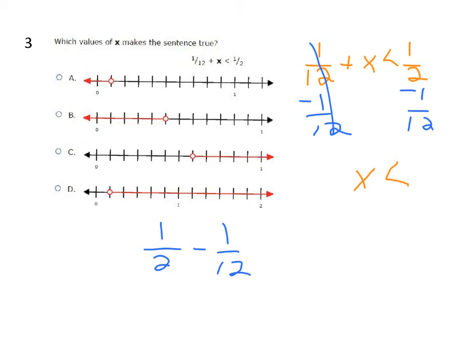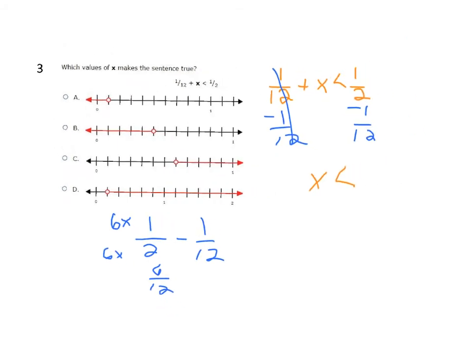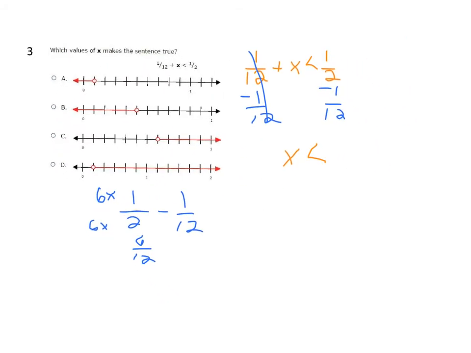Well, I have to find a common denominator, so that's going to be 12. And so to get 12 on the first one, I have to multiply the top and the bottom by 6. So 1/2 is the same as 6/12. So that's going to mean that I have 6/12 minus 1/12, which is 5/12. So here that means x is going to be less than 5/12. This time I did not multiply or divide by a negative number, so my inequality stays the same.